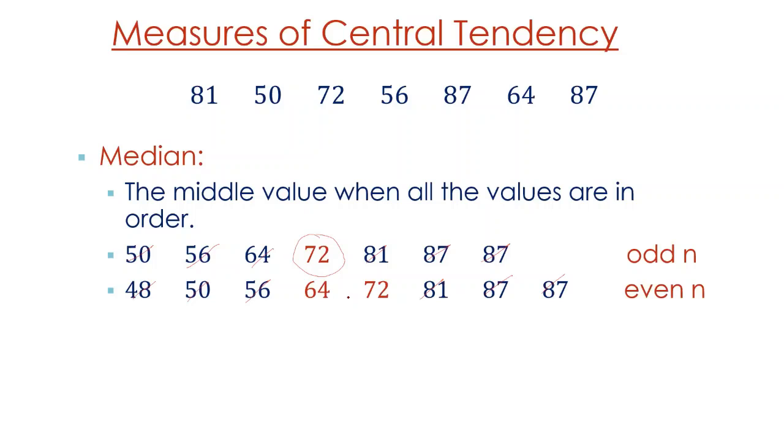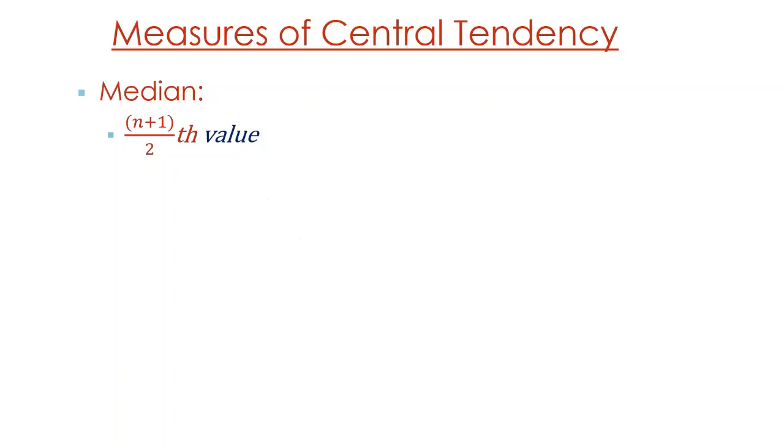Whatever are the 2 numbers in the middle, take the average of them. So 64 plus 72 divided by 2, that's going to give you 68 as the median of this second set of numbers. All right. Now let's consider a more general case.